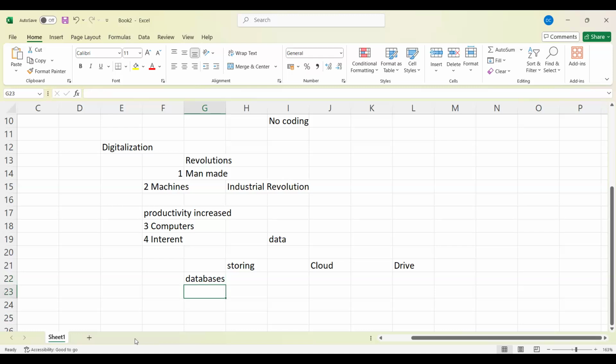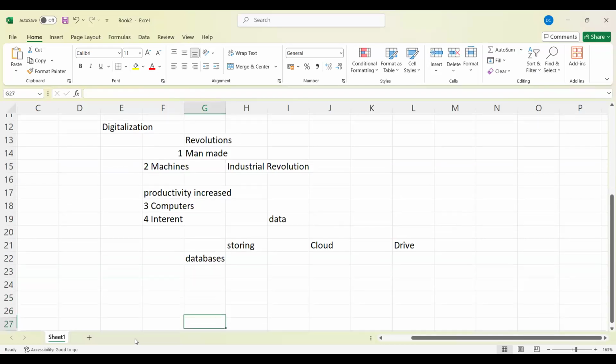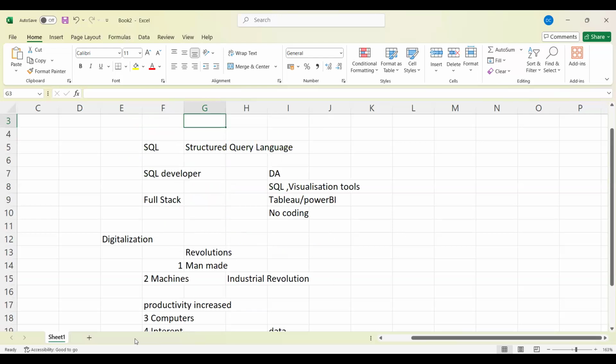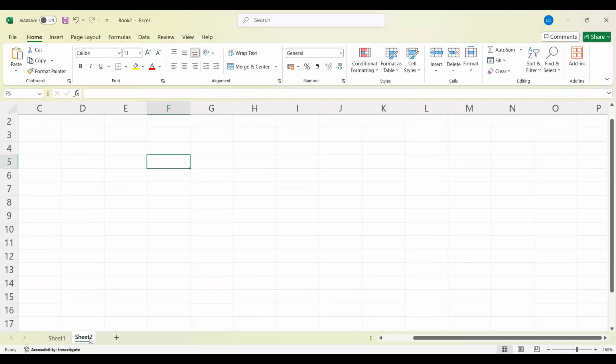Now let's understand what is a database and what is SQL. For whatever I explained, I hope you got my points and it is clear for you. Now let's start our actual concept. Let's try to understand what is a database and what is SQL.